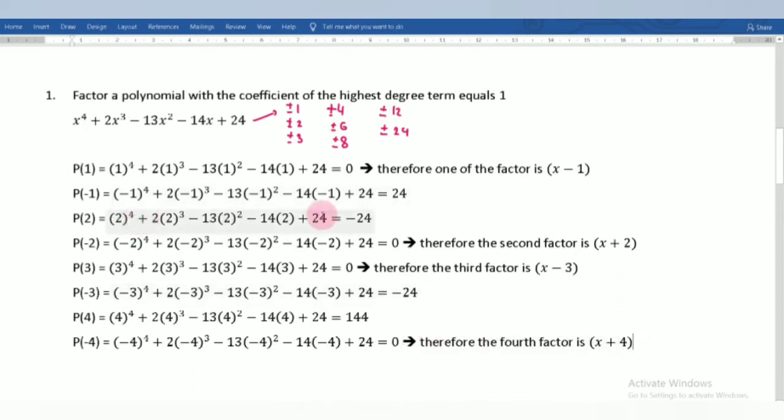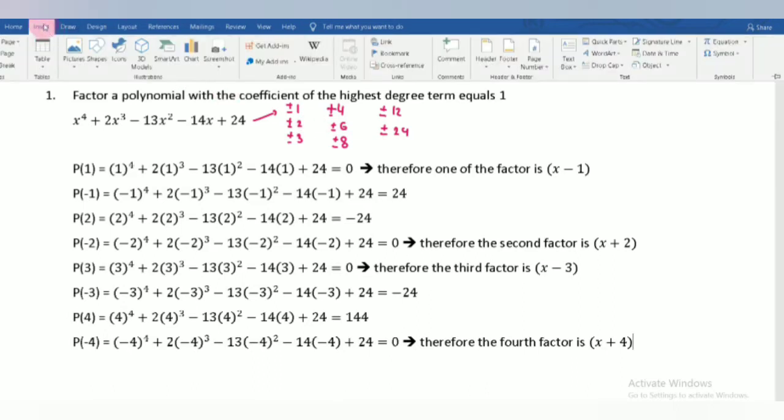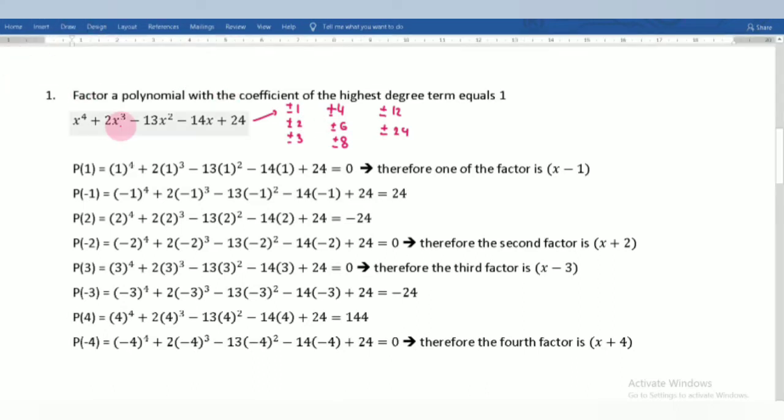So should we stop there? Yes, of course. We have already had all 4 of the factors, so you need to stop there. You don't have to proceed with positive 6, negative 6, positive 8, and so forth. No, we have acquired all of the answers. So if I put the factors here, let me just write it now. It will be x minus 1 multiplied by x plus 2 multiplied by x minus 3 multiplied by x plus 4. So yeah, if you factor this polynomial completely, these are your factors.